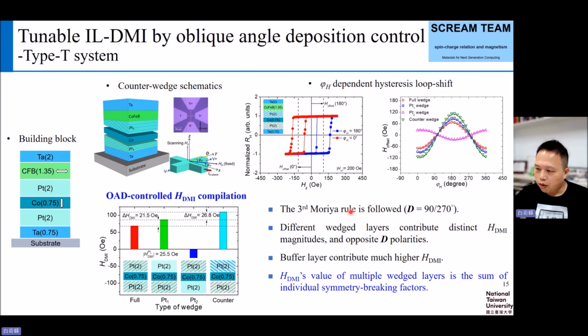So again, the third Moriya rule is obeyed, no big difference from the previous case. But what we showed is that the buffer layer contributes to much higher DMI. The bottom one typically gives you larger DMI, and the top one gives you lower. But if you change the wedge direction, you can further enhance the bottom contribution. So overall, the DMI value of multiple wedge layers is the sum of individual symmetry breaking factors.